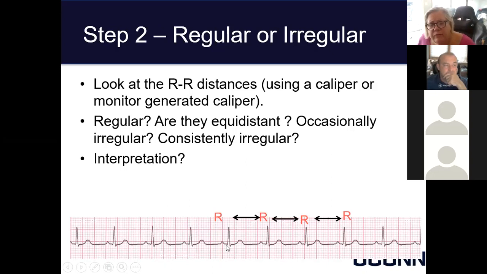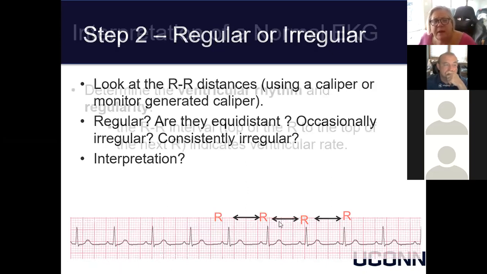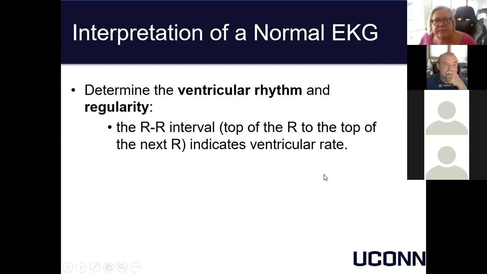Again, the P wave is usually atrial function. The QRS is the ventricular response. And that R to R is the ventricular response and the ventricular rate.